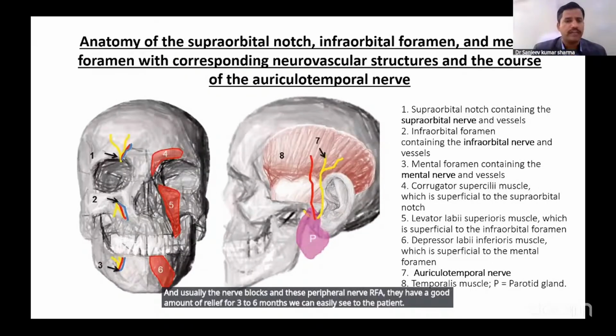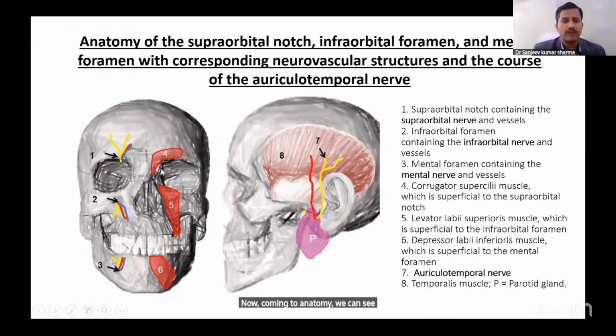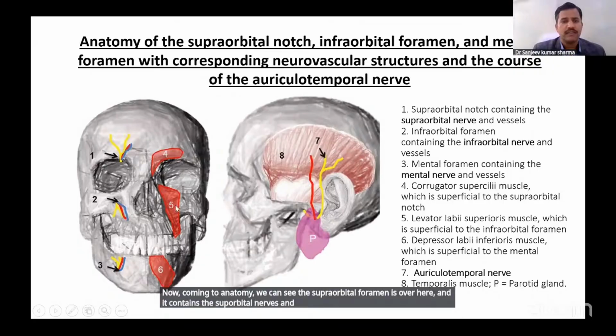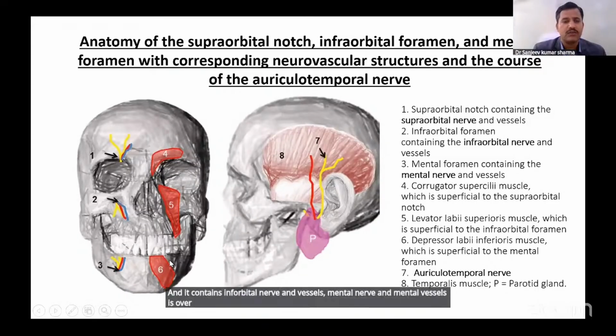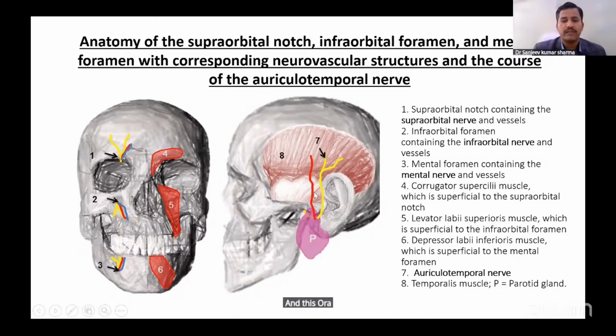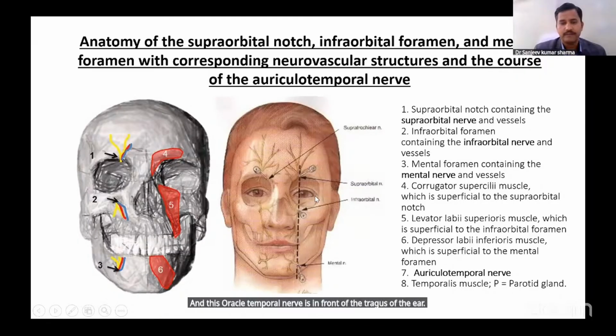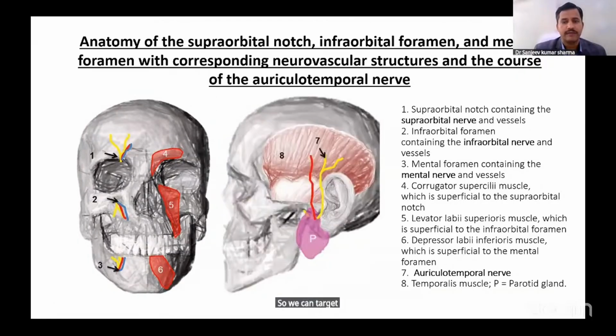Now coming to anatomy, we can see the supraorbital foramen is over here and it contains the supraorbital nerve and vessels. The infraorbital foramen is over here, over the cheek area, and it contains the infraorbital nerve and vessels. The mental nerve and mental vessels are over here, just below the angle of the mouth. The auriculotemporal nerve is in front of the tragus of the ear. So we can target accordingly.